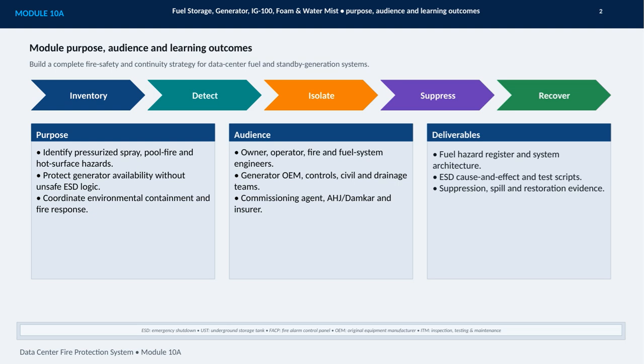By the end, the key deliverables are a fuel hazard register and system architecture, emergency shutdown cause and effect documentation with test scripts, and evidence covering suppression, spill control, and restoration. We will also use common terms such as ESD, UST, FACP, OEM, and IDM throughout the module.